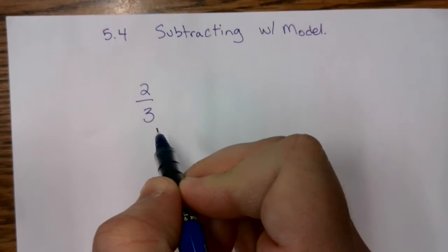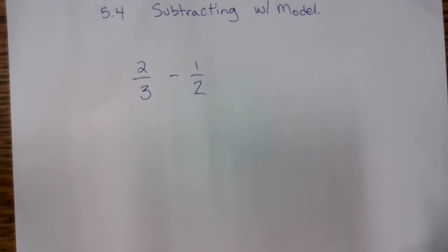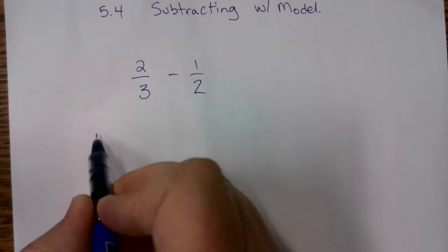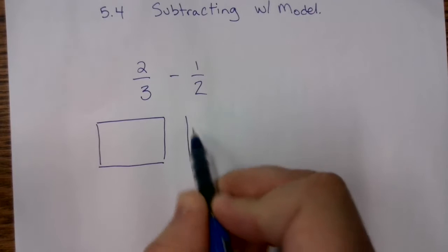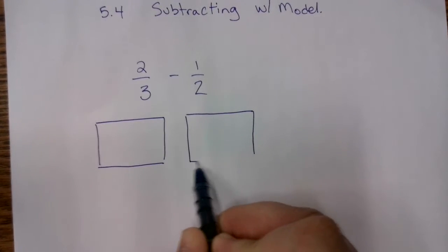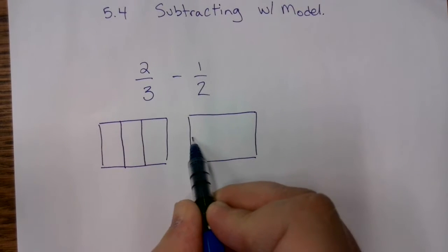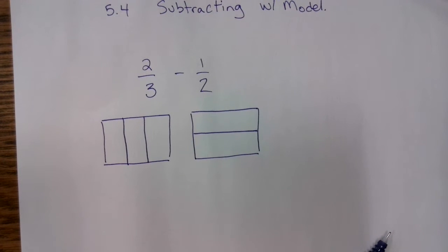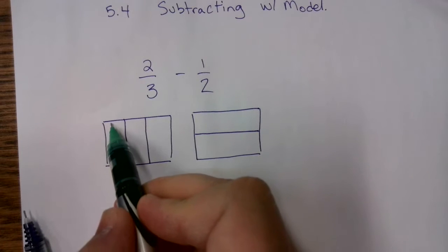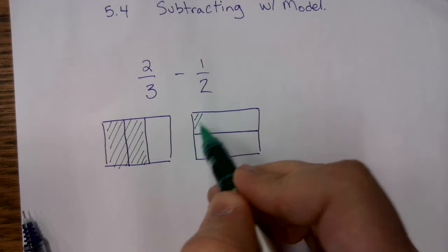So we'll start with a question like 2/3 minus 1/2. And so much like we were doing with the adding models, we're going to draw two rectangles that are very similar in size. You want them to be as close as possible. This one I'm going to split into thirds, and this one I'm going to split in half. I'm going to color in 2/3 here, and I'm going to color in 1/2 over here.